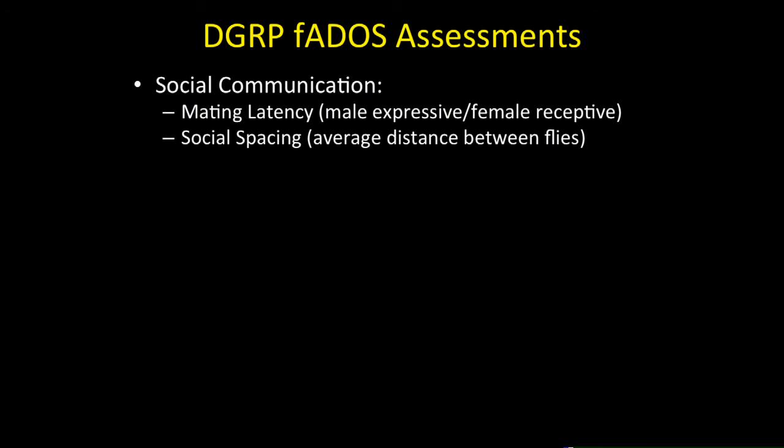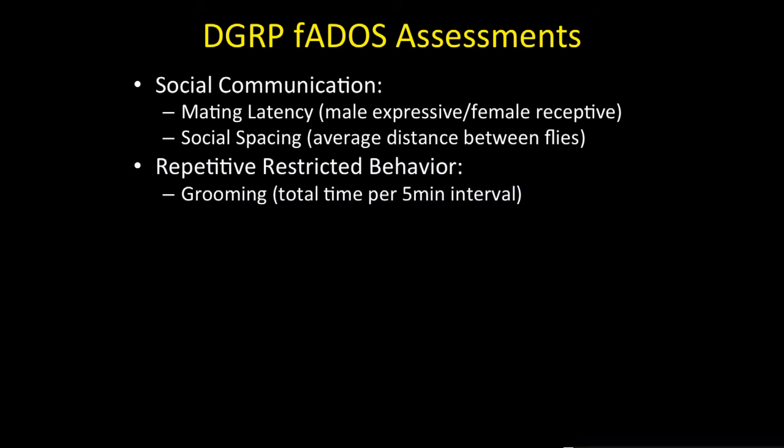So how are we doing the experiments? For social communication, we're using mating latency, and we put the DGRP line either in males or in females to look at either expressive or receptive communication during social interaction. For social space, we separated males and females. We looked at males in the triangles, we looked at females in the triangles, and I'll show you some data from that later. And for repetitive restricted behavior, we observe the flies grooming over a 5-minute interval, and we look at the amount of grooming during that period.